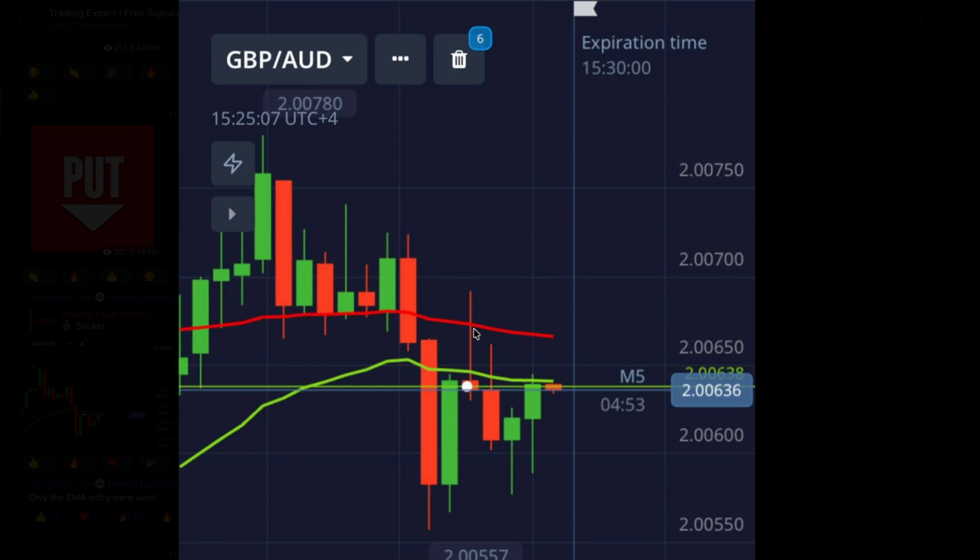So in this there was a moving average and the price was respecting the moving average, showing continuation. So we took a trade for the downside and we won it when we entered on the moving average.